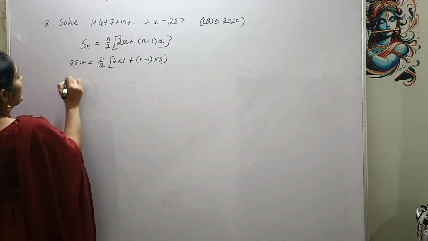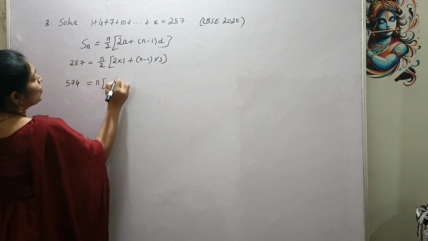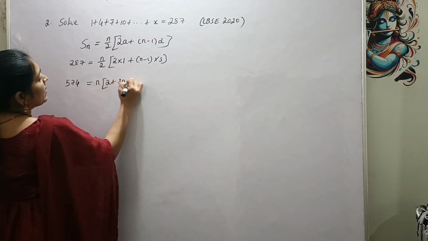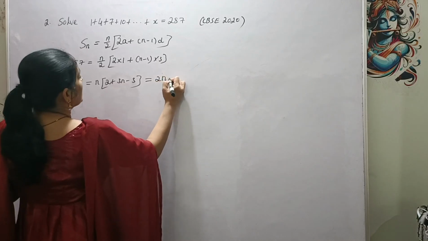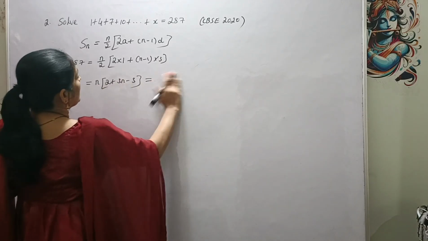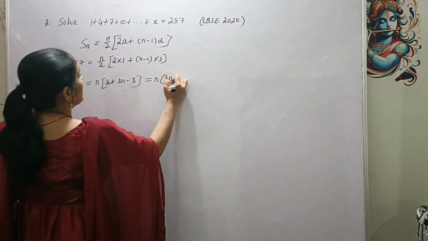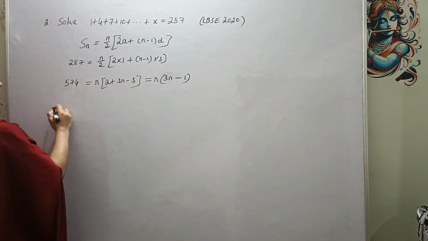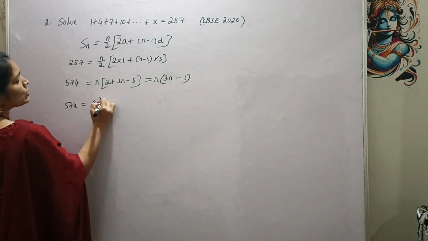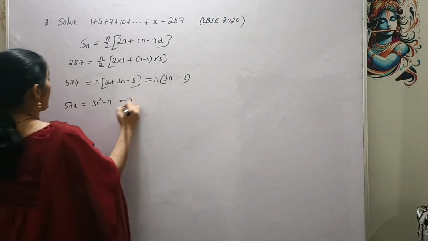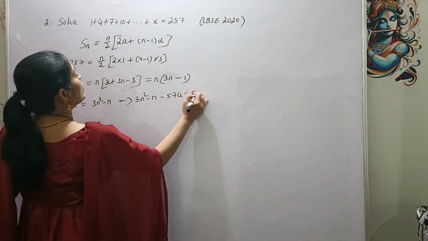So it will be 574 is equal to n into 2 plus 3n minus 3. Right? That is equal to 2n plus, here 2 plus minus 3, minus 1. So n into 3n minus 1. Right? Next, 574 is equal to 3n square minus n. That implies 3n square minus n minus 574 is equal to 0.